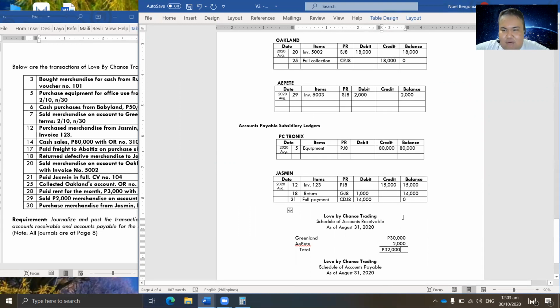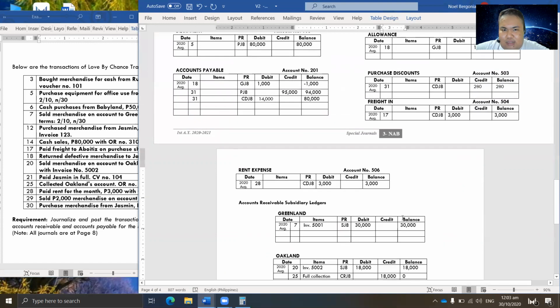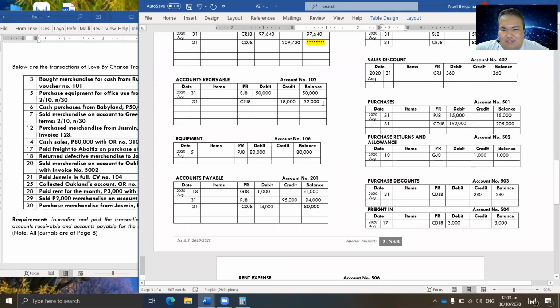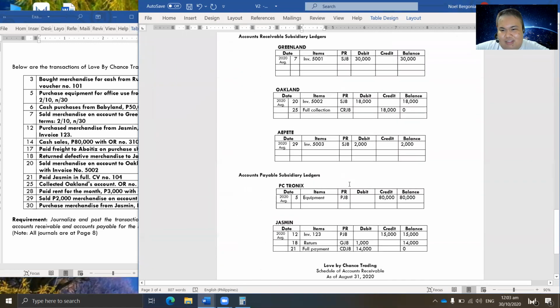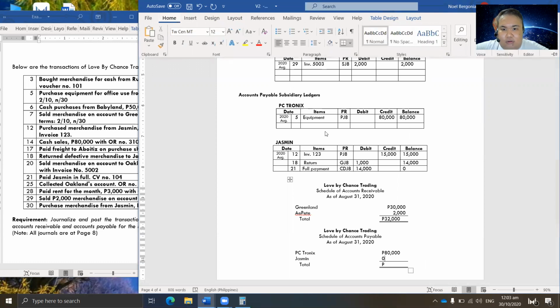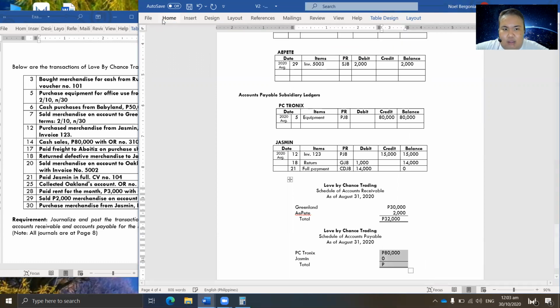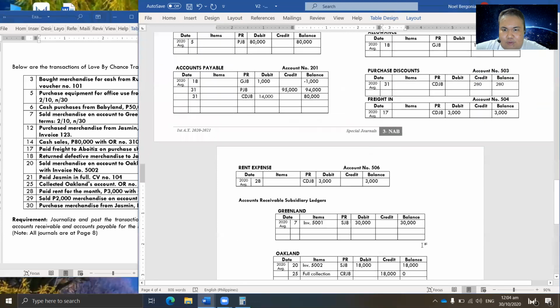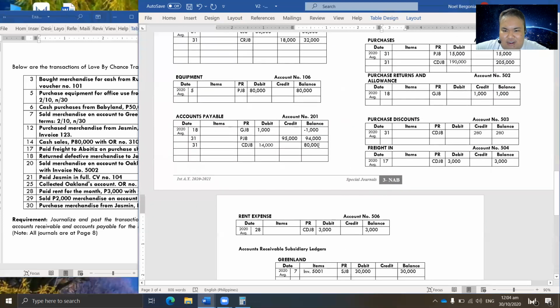And let's see kung same ba siya doon sa accounts receivable natin. Ayan, very good, 32,000. Tumugma naman. Okay, yung amount, 32,000 and 32,000. Lastly, for accounts payable, as you can see, si PC Tronics, we have 80,000. And for Jasmine, wala na po tayong utang. So at the end of the accounting period, we have a total of 80,000 pa rin. Let's see kung yun din po yung accounts payable natin. Ayun, very good, 80,000 din.